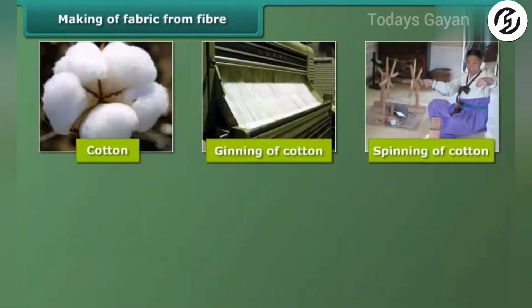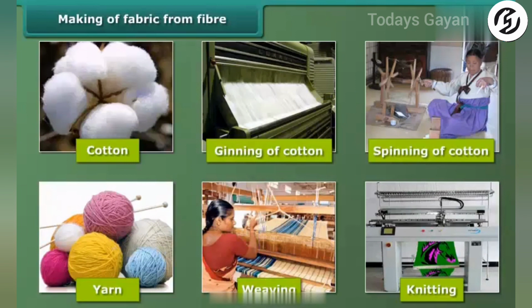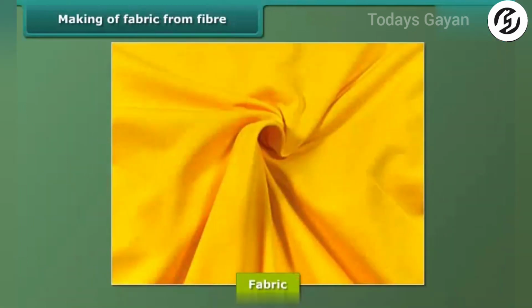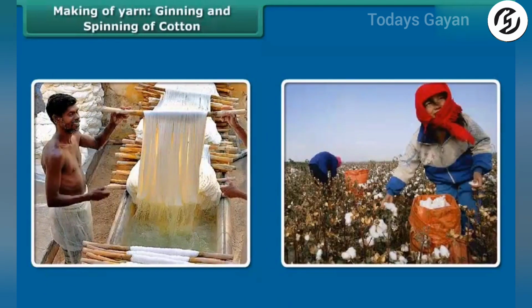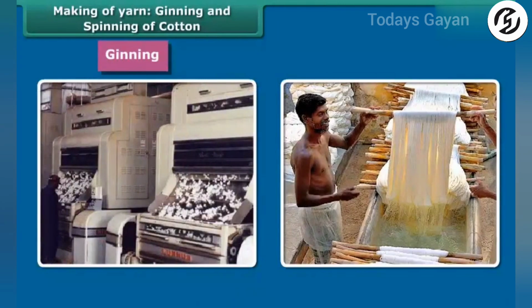Making of fabric from fiber. How is fabric made from fiber? First, yarn is made from fiber and then fabric from yarn. Making of yarn: ginning and spinning of cotton. Students, to make fiber, cotton is picked by hand from cotton balls and then fiber from the seeds is separated by combing. This is called ginning. Ginning can be done by machines too.